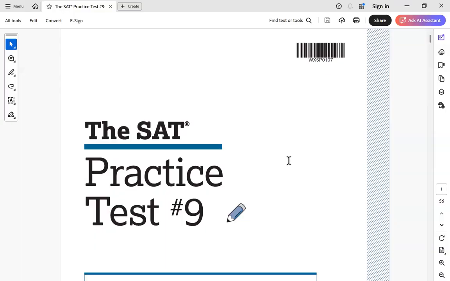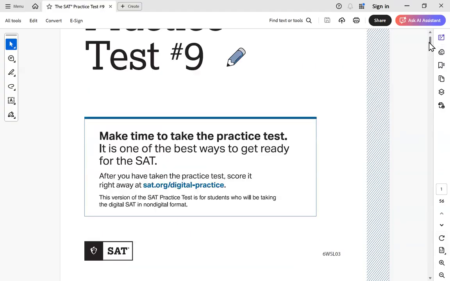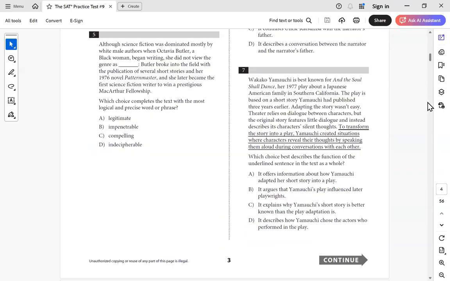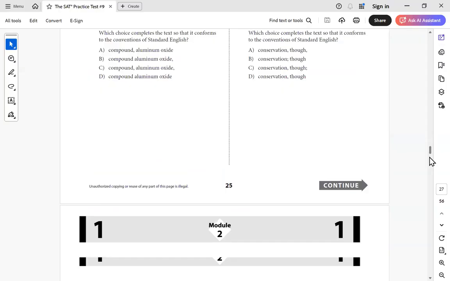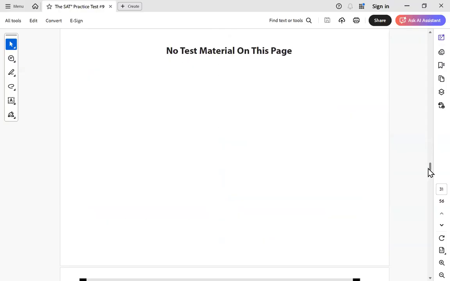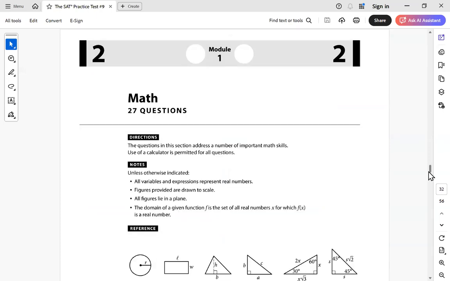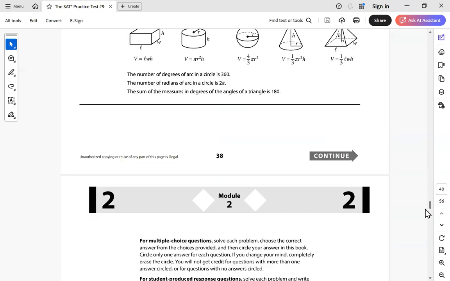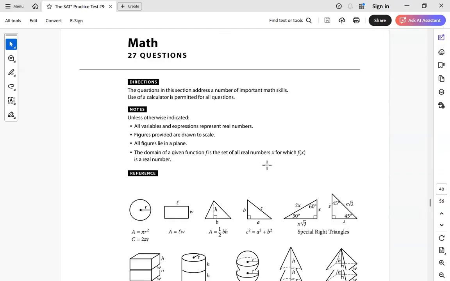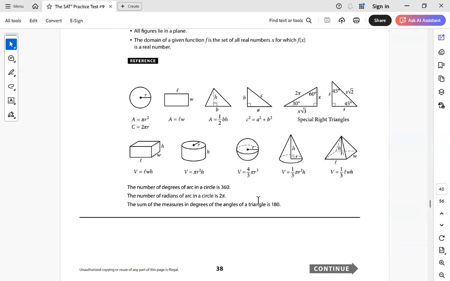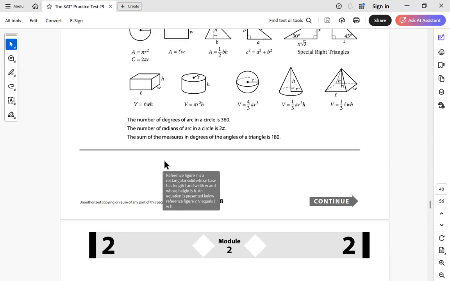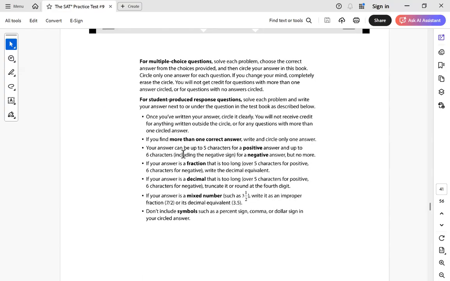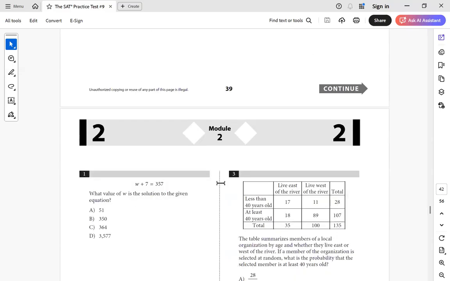Once you download the SAT practice test, it will look like this. It starts out with reading and writing modules, and then it goes into math modules. Module 2 begins on page 38. The first page of the module has a formula and fact sheet. The second page of the module describes how to format the answers when you write them down. And then the questions start.